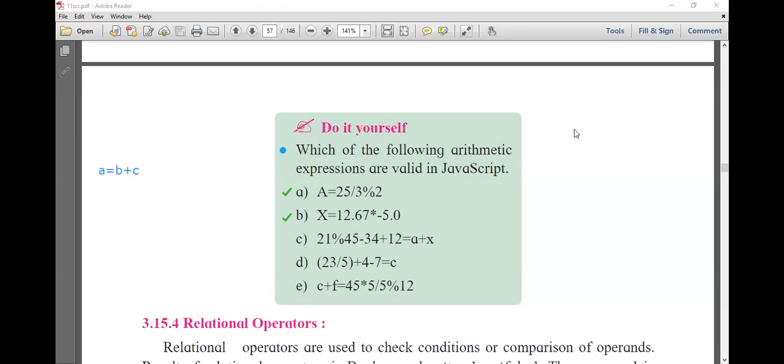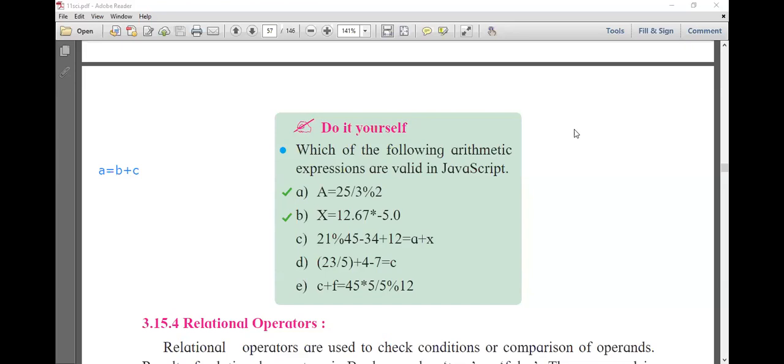Amol, what do you think? Yogesh, what do you think? Ratan is saying valid. Yes, where are the other students? Shravan is saying valid. Okay, yes, it is a valid statement because x comes at the left hand side, and equal to, on the opposite side there is an expression. So this is the valid statement.